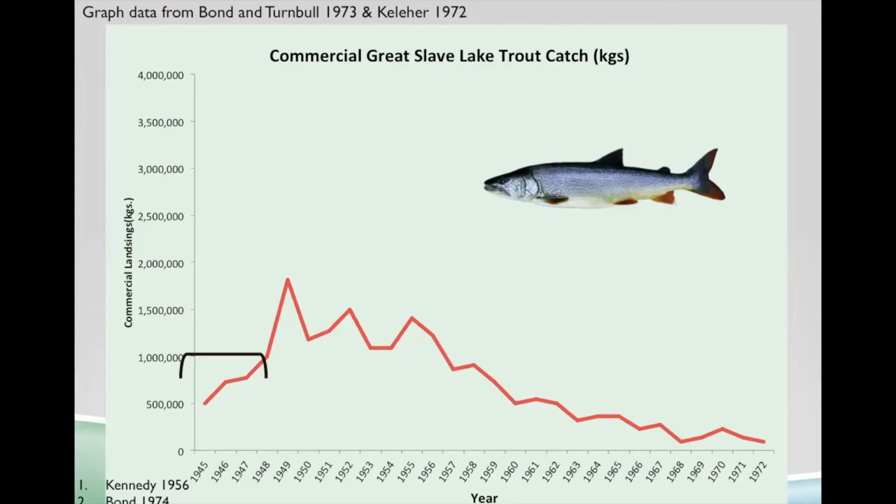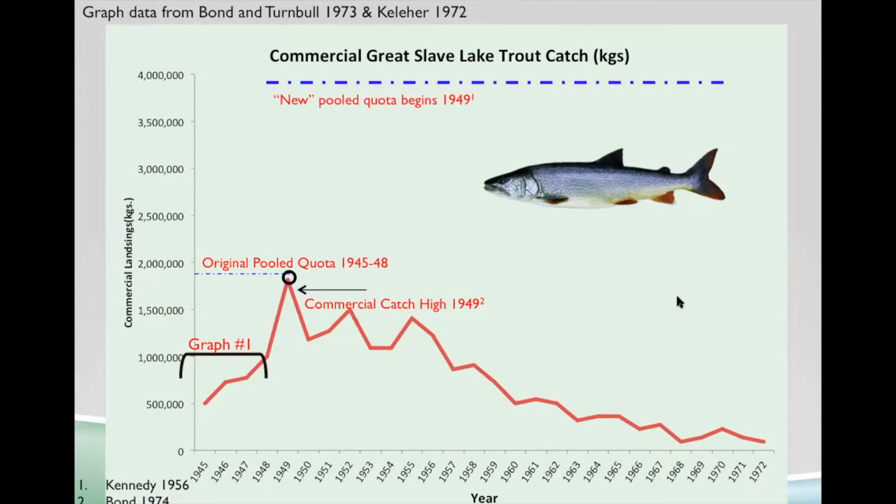A commercial catch high was seen in 1949, shortly after the change in quota that increased it from approximately 1.9 million kilograms to 4 million kilograms round weight for the two primary commercial species, those being whitefish and lake trout. 5 marketable species were involved in the fishery at this time, but only lake trout and whitefish are restricted by quota. After the observed catch high in 1949, commercial catch values fell far below the estimated quota.